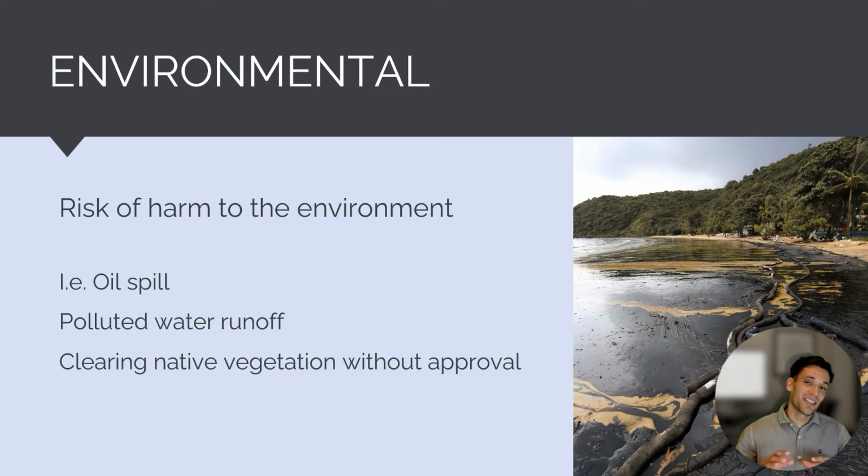And in the same way that we can have health and safety risks, we can also have environmental risks. So we could have an oil spill. We could have polluted water running off into a waterway. We could remove native protected vegetation without the appropriate approvals. So we could have all sorts of environmental risks while we're completing the construction project.